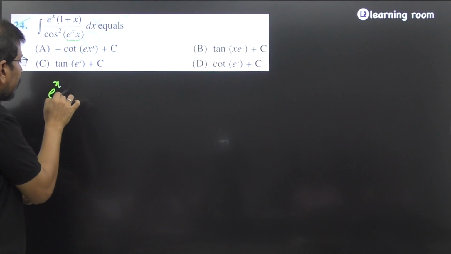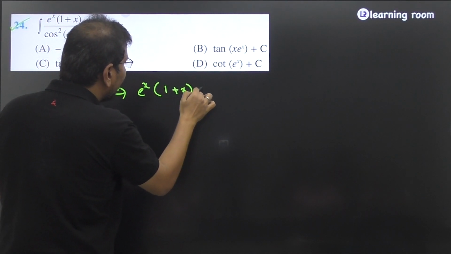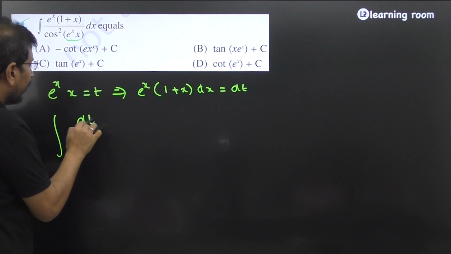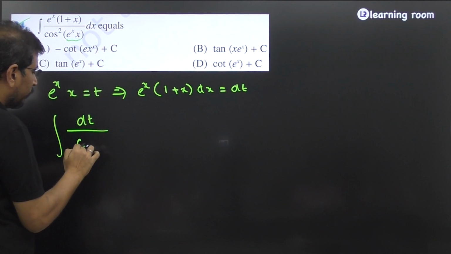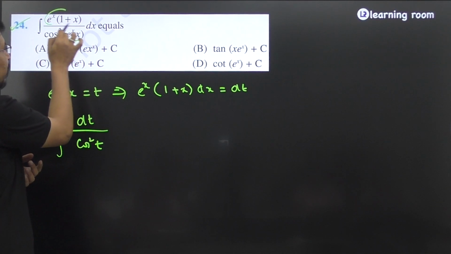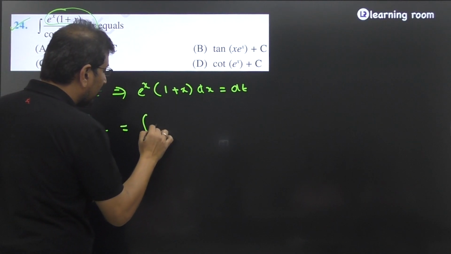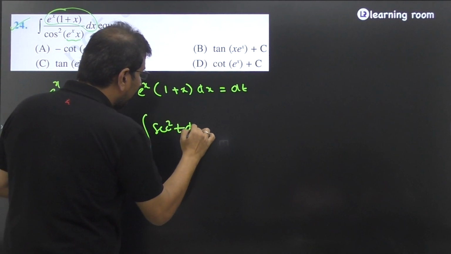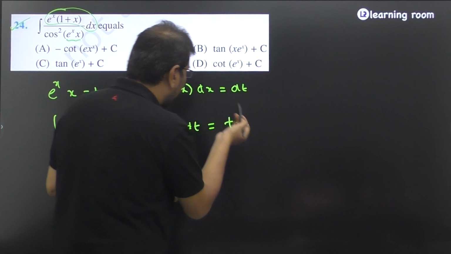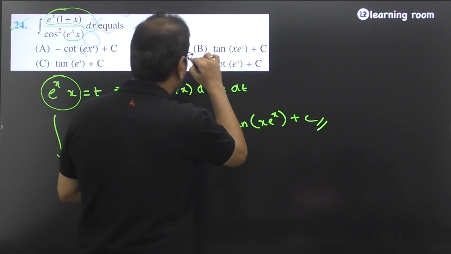So if I take e power x into x as t, that implies e power x into 1 plus x dx is dt, integral of dt divided by cos square of t. That's it, no? So this thing is dt divided by cos square t. So 1 by cos square t is secant square t dt. So integral of secant square is tan. So tan t, what is t? That is x into e power x plus c, and this should be the answer.